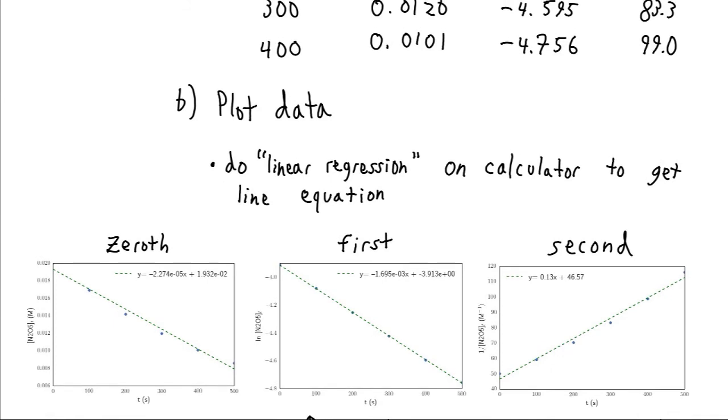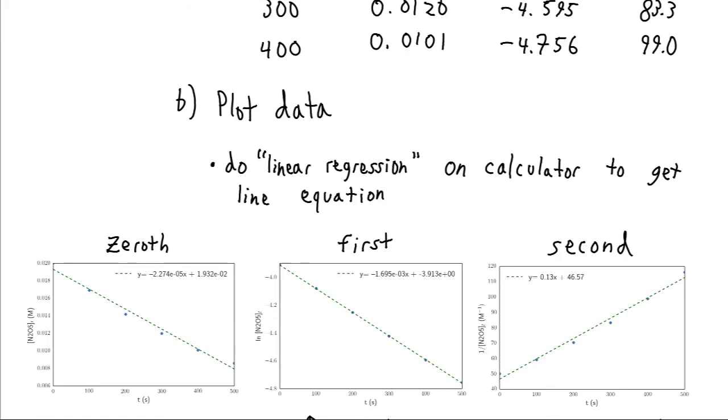And so we try this. First of all, for the zeroth order, we use our time data and our concentration data. For the first order, we use our time data and our natural log of concentration data. And for the second order, we use our time data and our reciprocal of concentration data. We try plotting all of those and see if we get any straight lines.